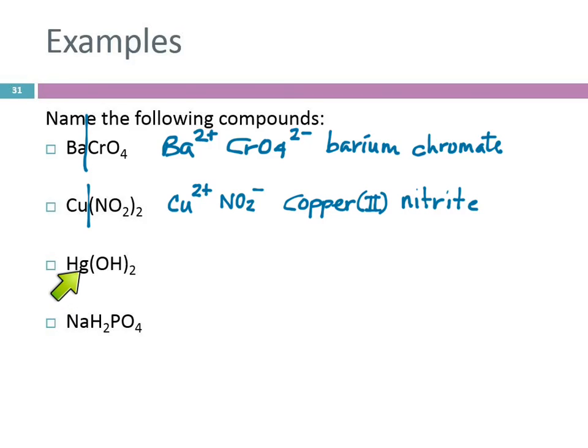How about this one? Hg(OH)2. The first element is the first ion. Everything else is the second ion. So we've got Hg. The parentheses and the 2 just tell us the number of them. We want to write down what's inside the parentheses, OH.